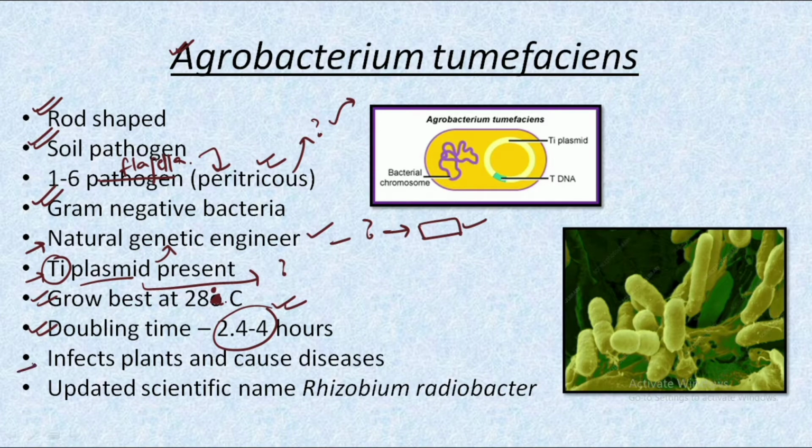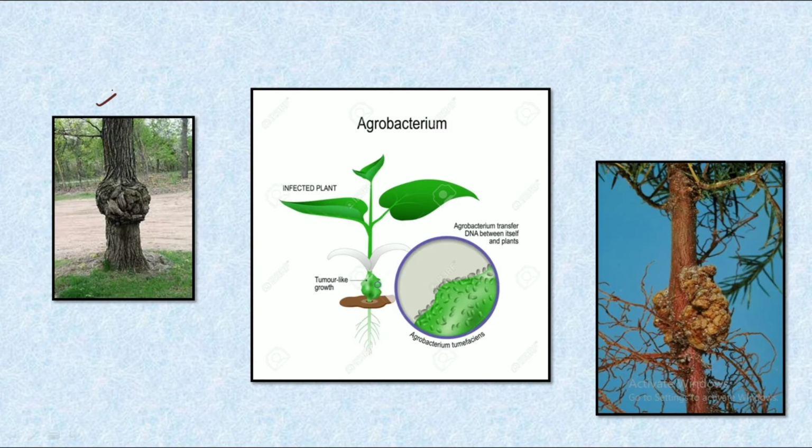It can infect the plant and cause disease, and the most common disease caused by Agrobacterium is crown gall disease. The updated scientific name of this bacterium is Rhizobium radiobator. As you can see in the picture, we have the Agrobacterium. When a plant is infected by Agrobacterium tumefaciens, there occurs a tumor-like growth on its body.